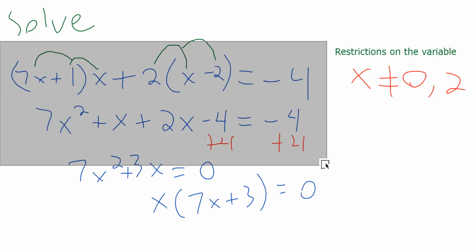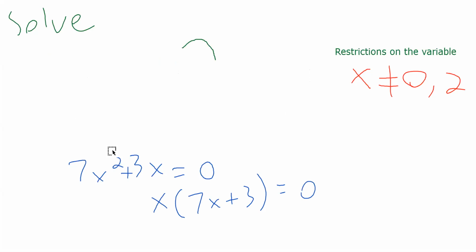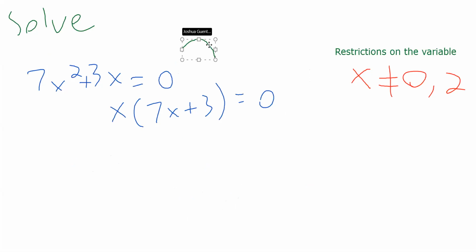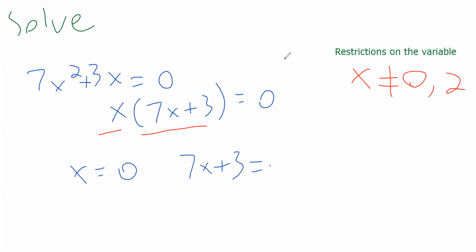And now I need to give myself a little more space. Here we go. So I'm left with this equation down here, x times 7x plus 3. We take each individual factor and set it equal to 0. So that's going to give us x equals 0, and then 7x plus 3 equals 0.